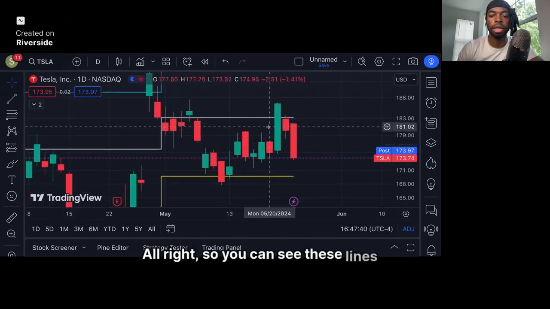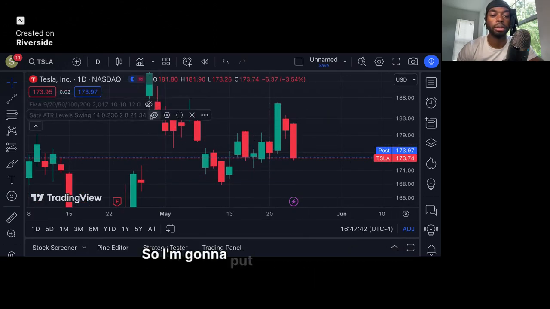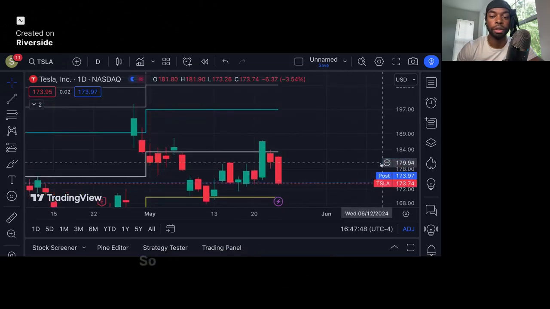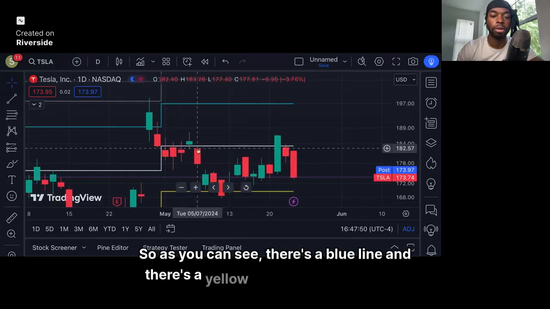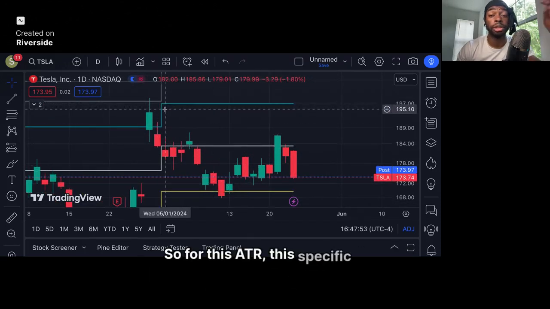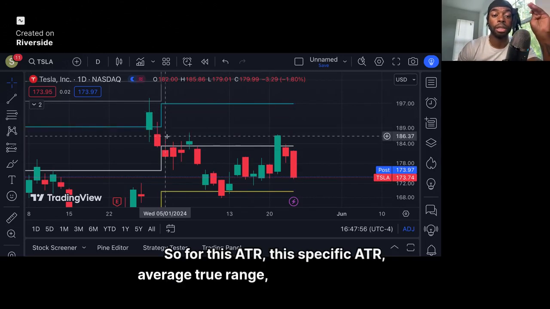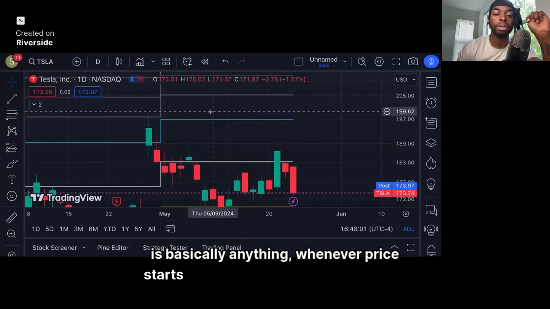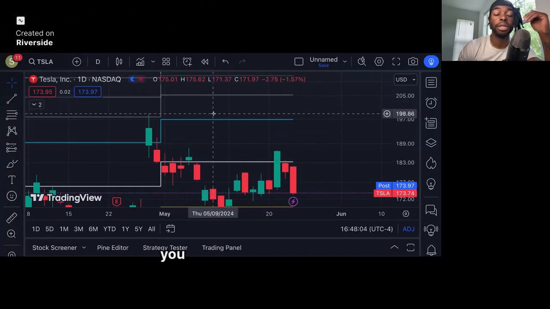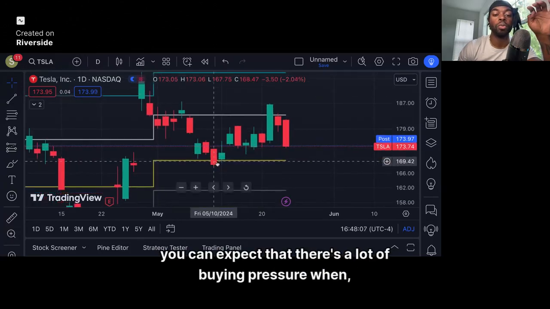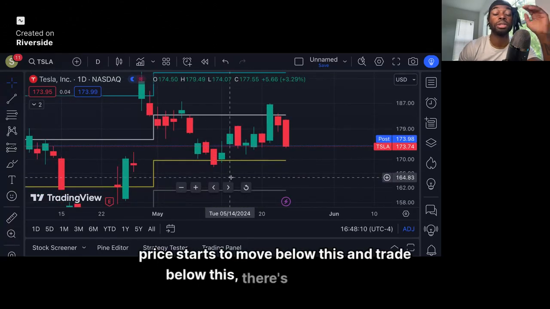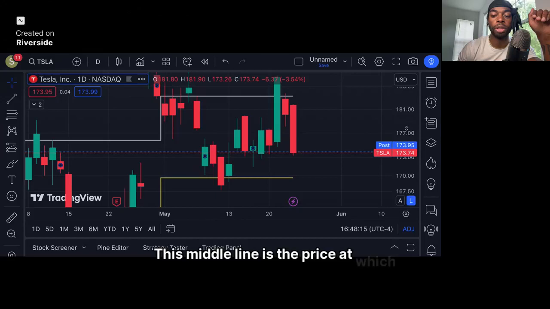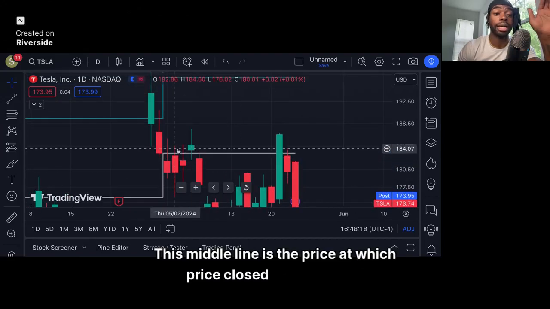So let me take off the info label, minimize this guy here. All right, so you can see these lines that just appeared on the chart. I'm going to put them away, bring them back. These are ATRs, average true ranges. As you can see, there's a blue line and there's a yellow line and there's a white line. For this specific ATR, whenever price starts moving above this blue line, then you can expect that there's a lot of buying pressure. When price starts to move and trade below this, there's a lot of selling pressure, so you'd be better off selling. This middle line is the price at which price closed last month.